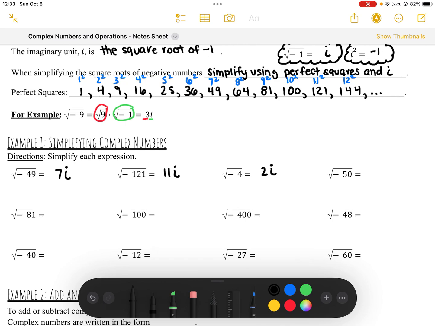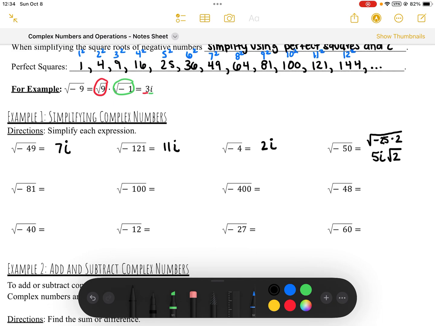Square root of negative 50. Now 50 is not a perfect square. So I need to rewrite 50 as a product of a perfect square times a number to give us 50 here. So I'm still going to have that negative. A perfect square that goes into 50 is 25. So negative 25 times 2 is going to give us the square root of negative 50. So I can take the square root of negative 25. That's going to give me 5I. And then the square root of 2 doesn't simplify, so that's going to be part of my answer. So my answer is 5I times the square root of 2.